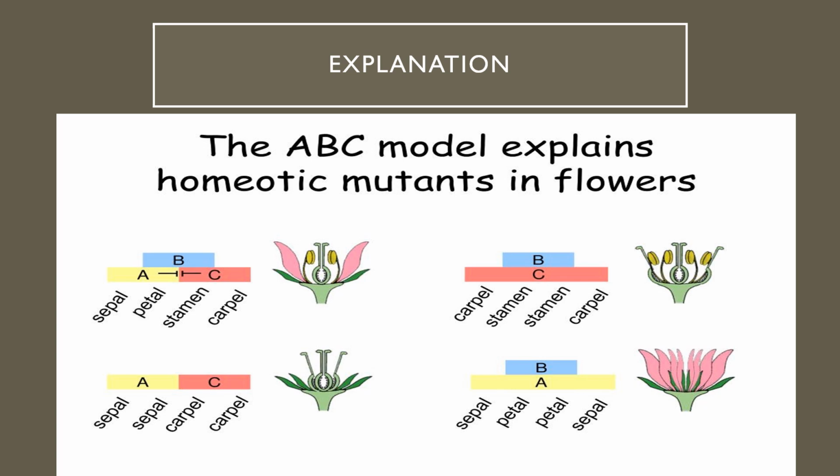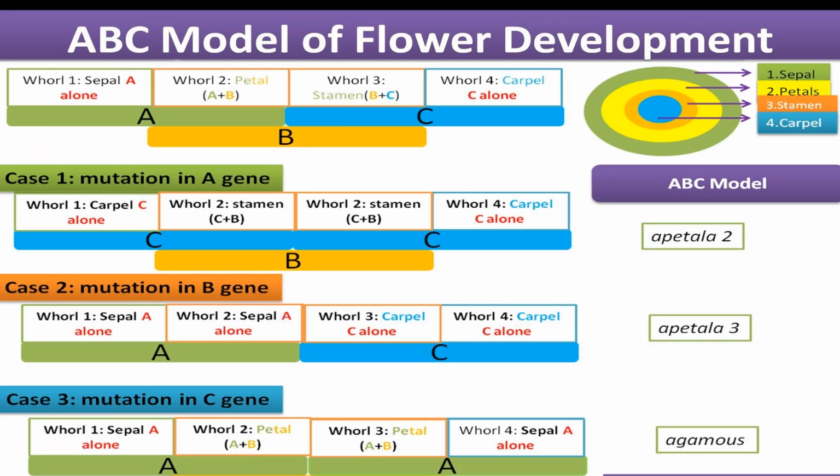So here there is a mutation in the class C gene. So what you can see is that when the class A gene is present alone, it forms sepal, and when the class A gene is present along with the class B gene, it forms petal. So in this slide you can see it all in the easiest way.